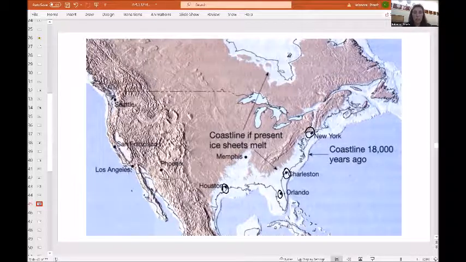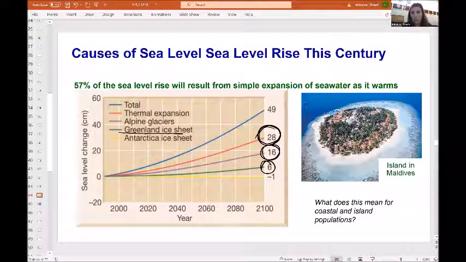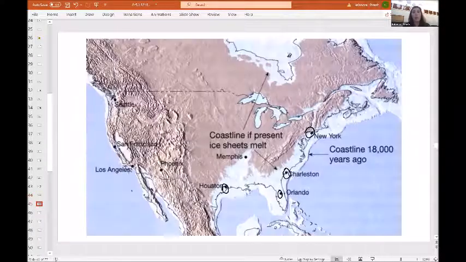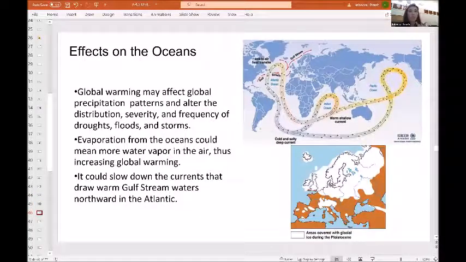And then again, these island nations, like here, where you've got settlements, only just a little tiny bit of sea rise can cause extreme flooding, especially when it comes to storm surge. Okay, so one of the things is just sea level rise, but there are also some other effects on the ways that our oceans work. And that is affecting global precipitation patterns that alter the distribution, severity, and frequency of things like droughts, floods, and storms.